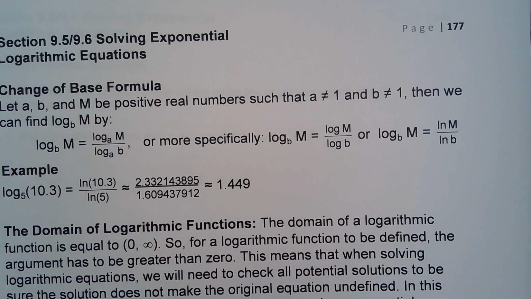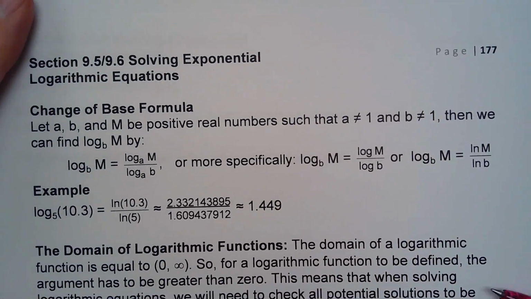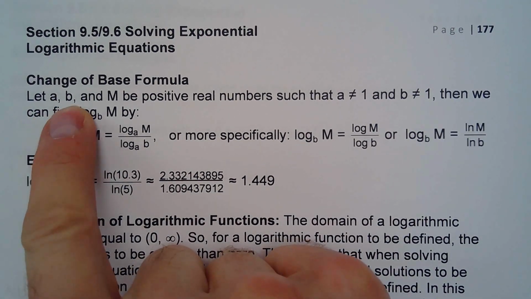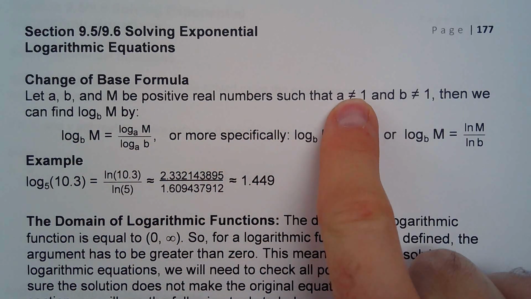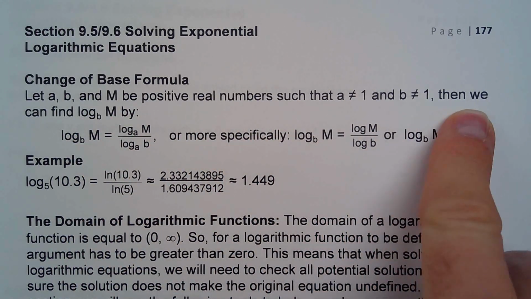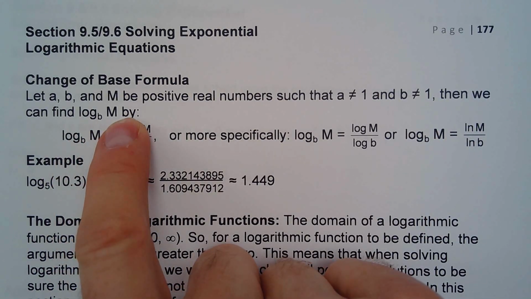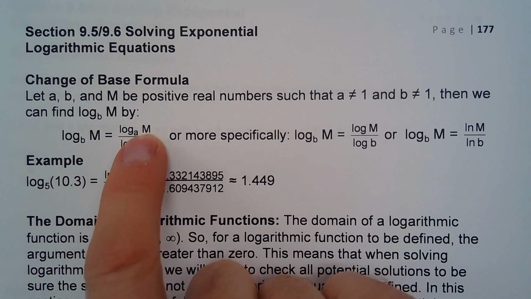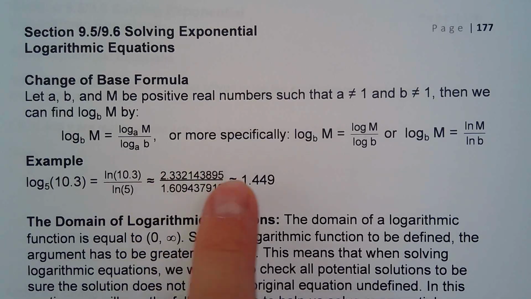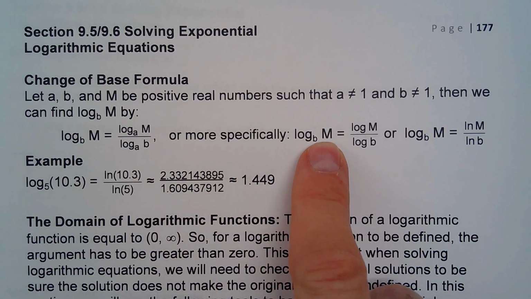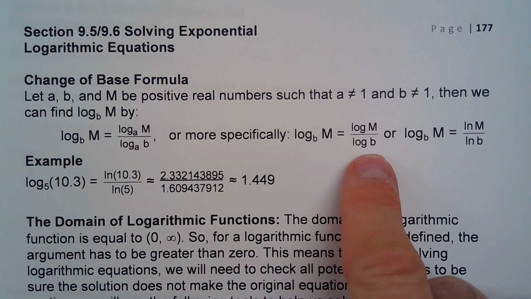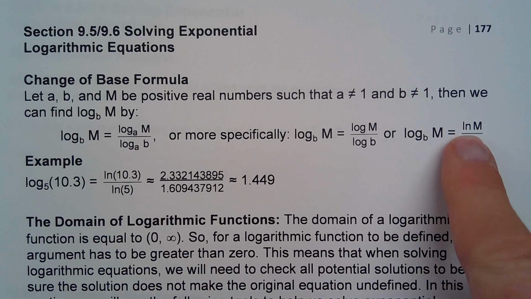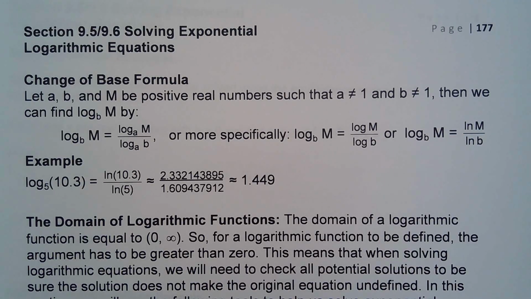So the first thing we need to do is introduce the change of base formula. Let a, b, and m be positive real numbers such that a and b do not equal 1. Then we can find log base b of m by the following: log base b of m equals log base a of m over log base a of b. Or more specifically, log base b of m equals the common log of m over the common log of b. Or you could also use the natural log of m over the natural log of b.